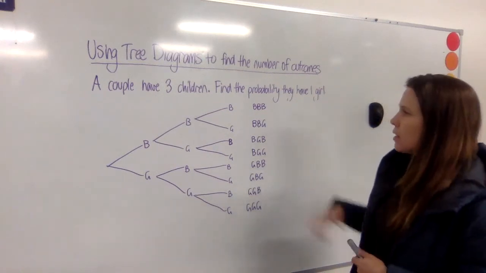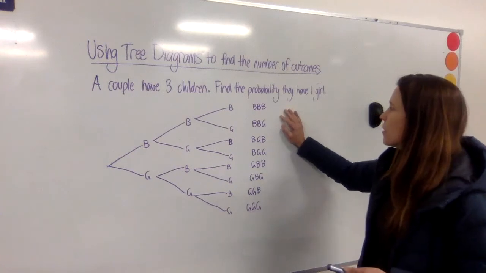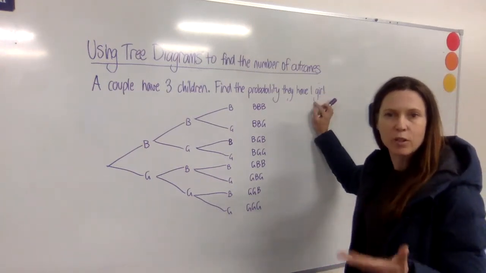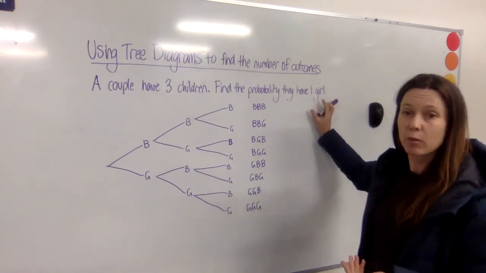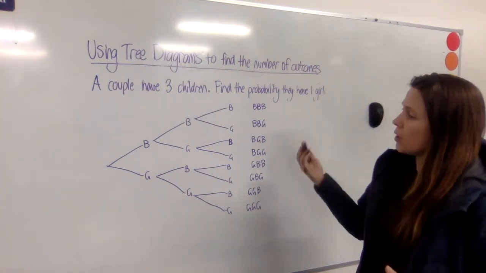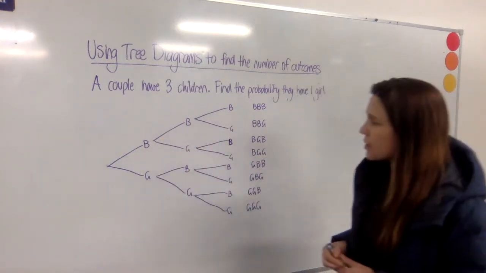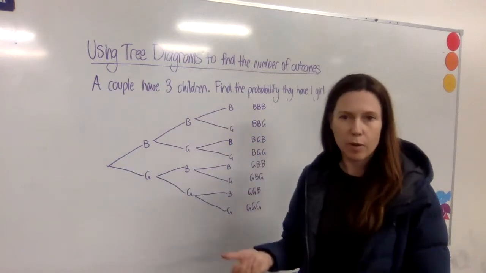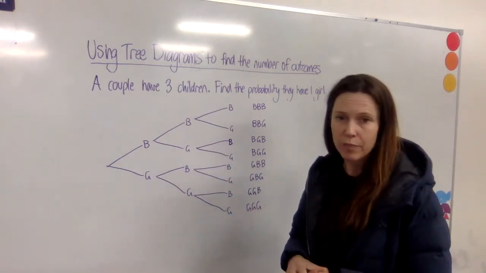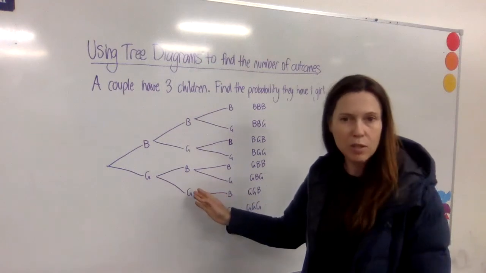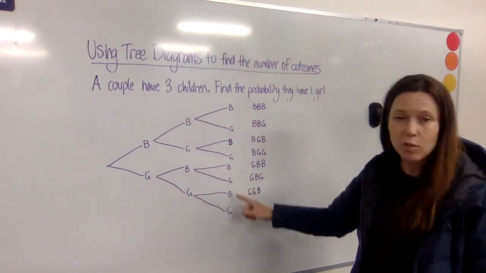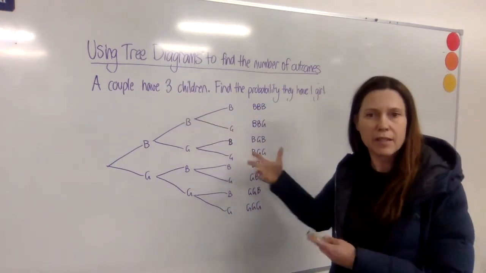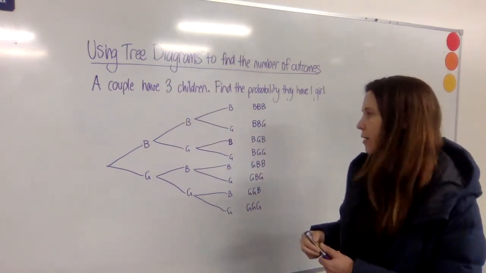So in this example, a couple have 3 children. Find the probability that they have 1 girl. Now, it doesn't specify where in the family that girl would be, just 1 girl. So obviously they would have 2 boys. So if we lay out the options here, you can see that there's 8 of them, because each time they have a child, the possibilities double. So we've got 2 times 2, or 2 squared, and 2 times 2 times 2, or 2 cubed. If we had 4 children, there'd be 16 different possible outcomes.